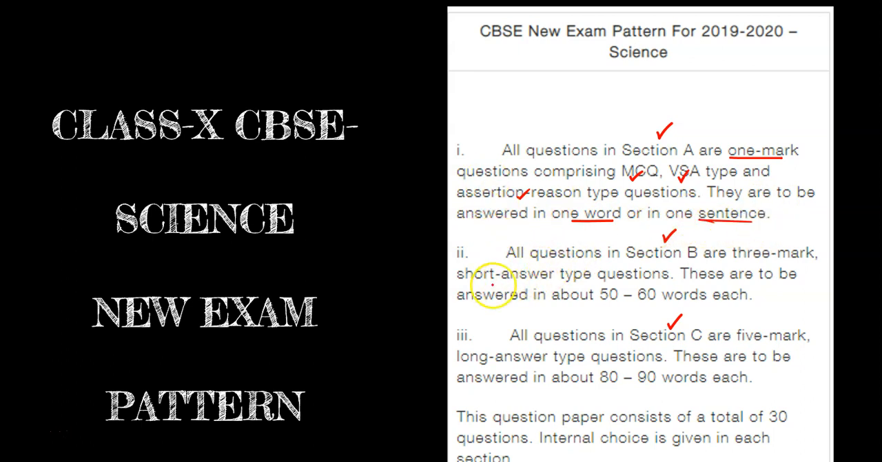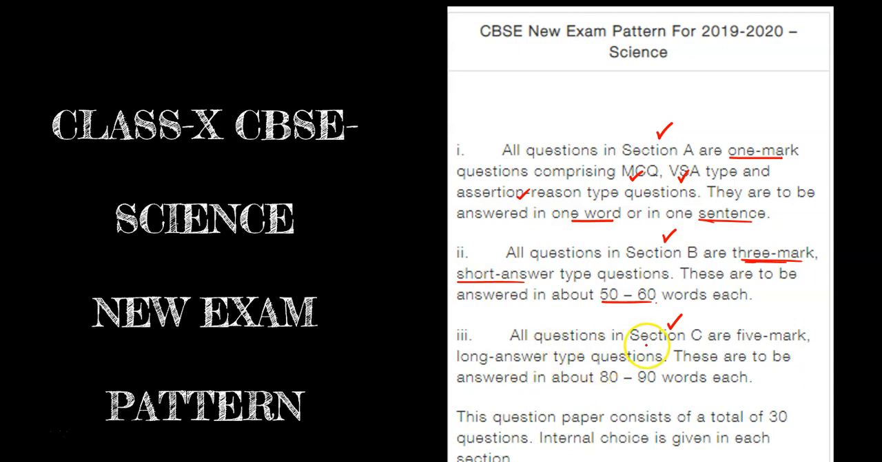So now let's move to section B. In section B, you will have questions of 3 marks. Each question carries 3 marks here. These are called short answer type questions or essay type questions. These short answer type questions need to be answered in 50 to 60 words, and each section will have internal choice. Among the short answer questions, you will have internal choice and you can pick from among them.